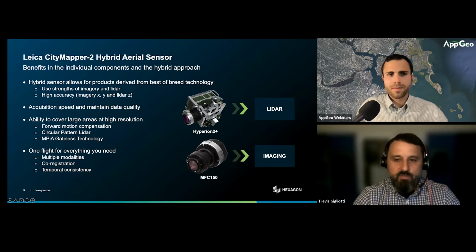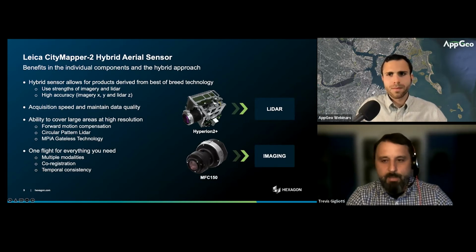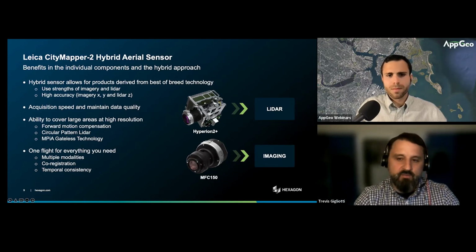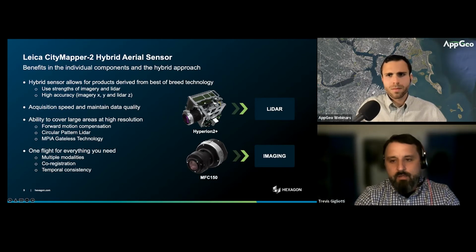The workhorse in the MetroHD program is our CityMapper-2 sensor, a follow-on to our CityMapper-1 sensor that was developed in 2016. So while this may seem like a new concept, it's certainly not a new technology for us here at Hexagon and Leica. It's important to note that the CityMapper-2 system is composed of subsystems that are world-class on their own.